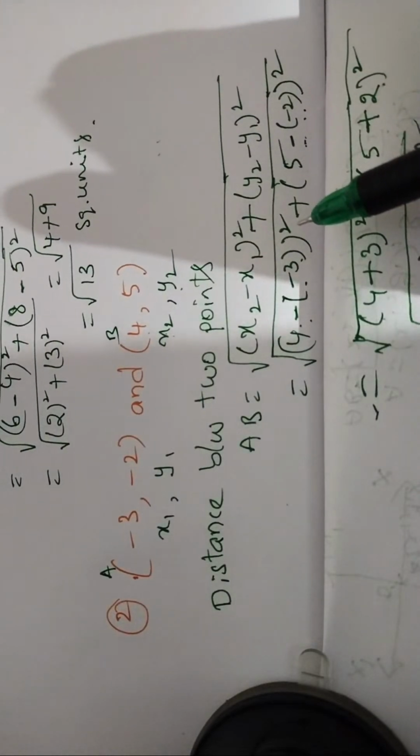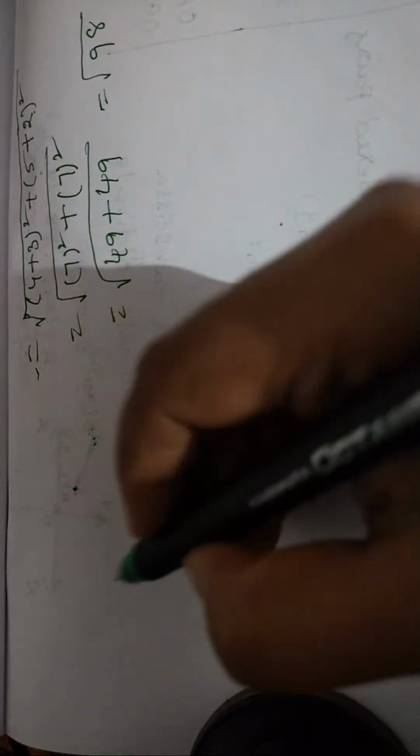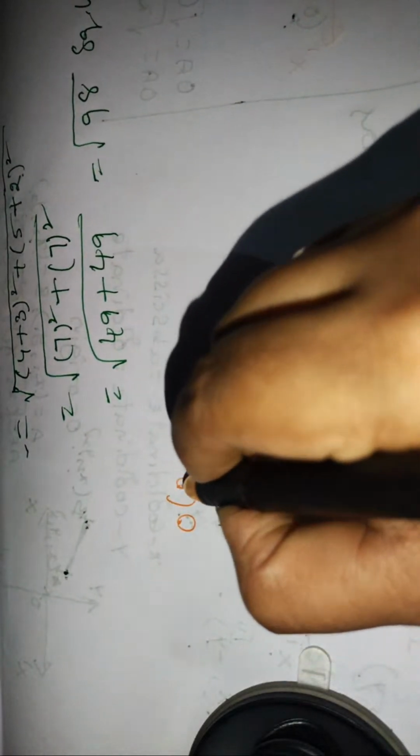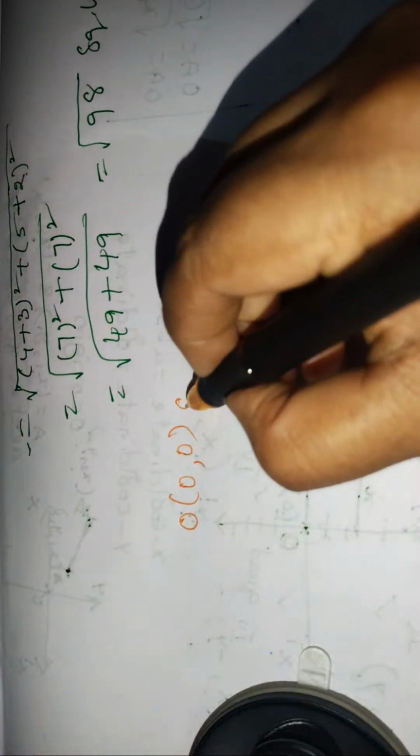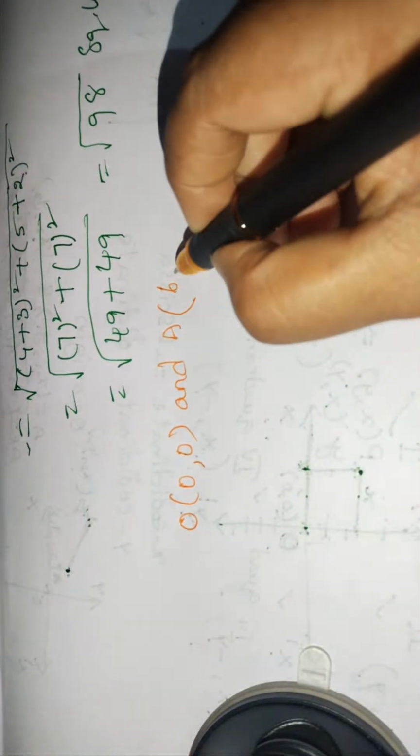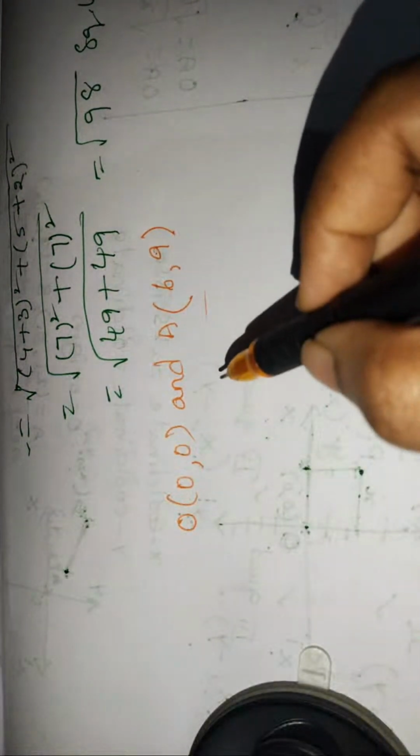Okay, one more example. Suppose we need to find the distance between the origin, whose ordered pair is 0, 0, and a point 6, 9. So now I want the distance between these 2 points.